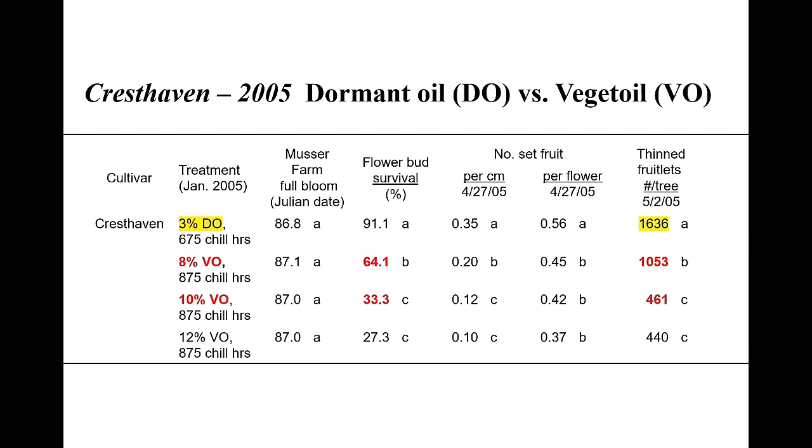Okay, Cresthaven, which has a lot of buds, same thing. I tried it at different concentrations. Once again, if you get up to 10% vegetable oil, which is 9% soybean oil, we overthinned. But at 8%, we actually got a nice thinning response compared to just the normal dormant oil treatments.